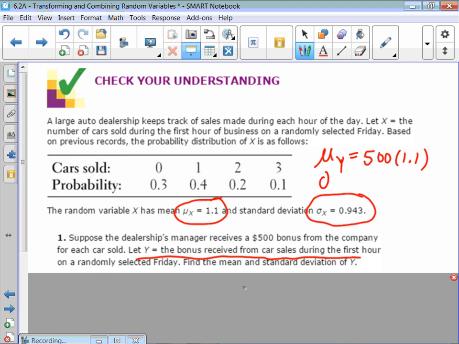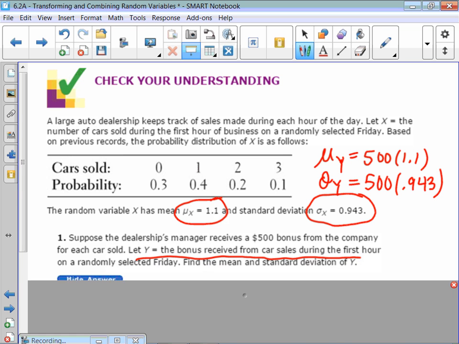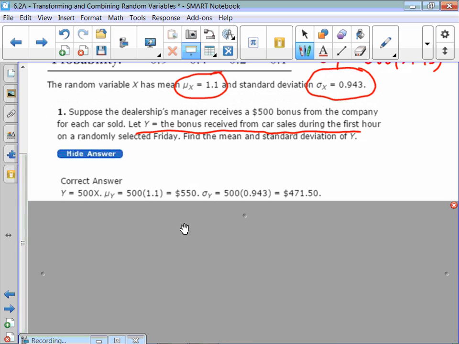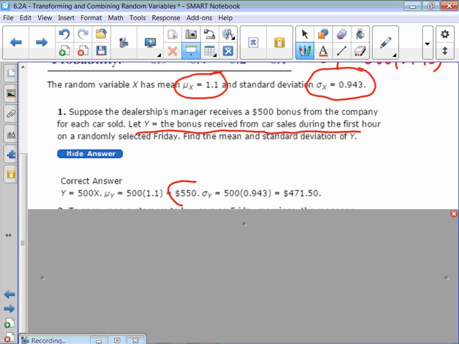All right, and my standard deviation. Grant, what am I going to do? 500 times my previous standard deviation, right? Easy enough. Okay, so there we go. My new mean is $550. This is the bonus mean, and my standard deviation is 471.50.